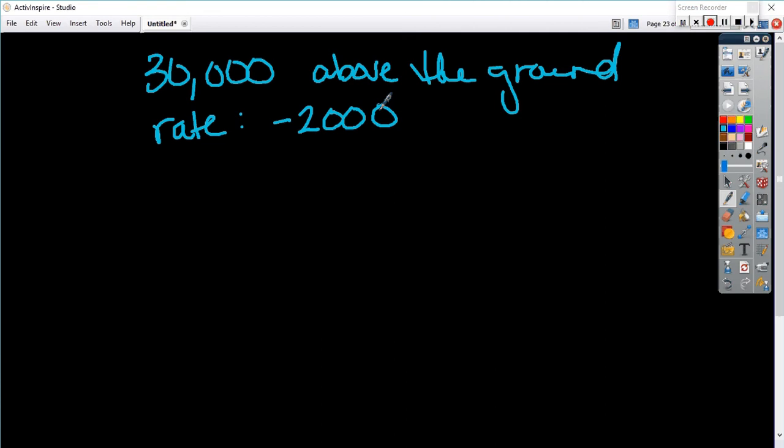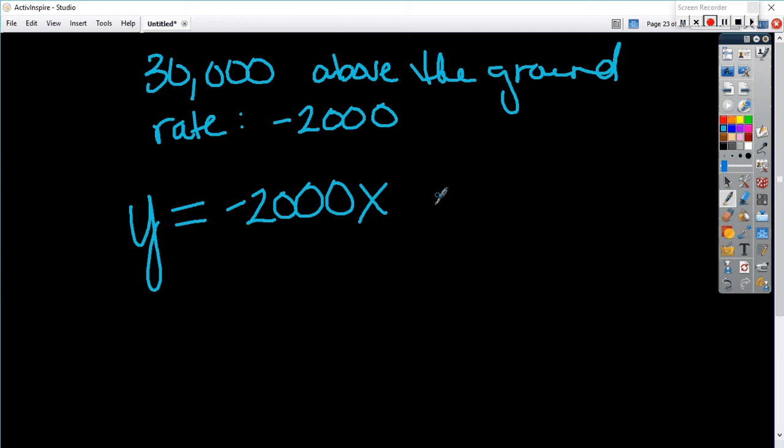Write an equation to model the situation. Does anybody want to take a stab at it? Y equals what? Negative 2,000x plus 30,000. 30,000 is the constant. That's what it was. The rate that it's dropping is 2,000. Does that make sense? I hope so.